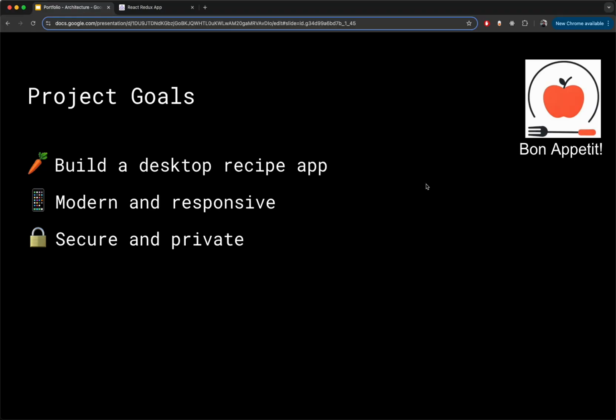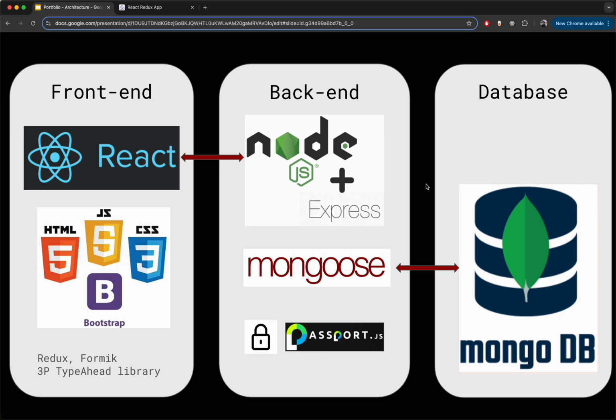So let's take a look at the architecture. It's basically what we learned, the MERN stack. So React on the front end, Node.js, Express, Mongoose, Passport for authentication, and MongoDB for the database.